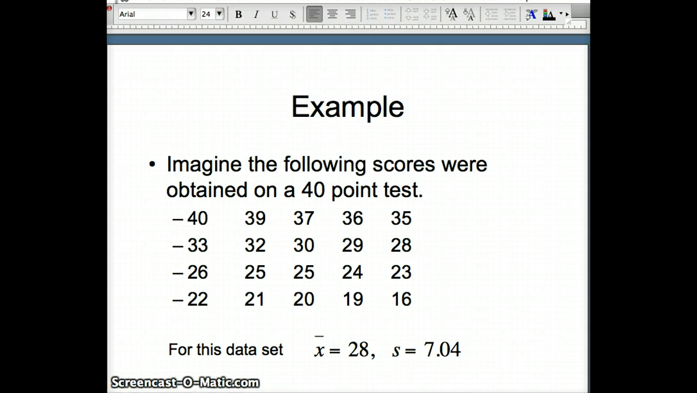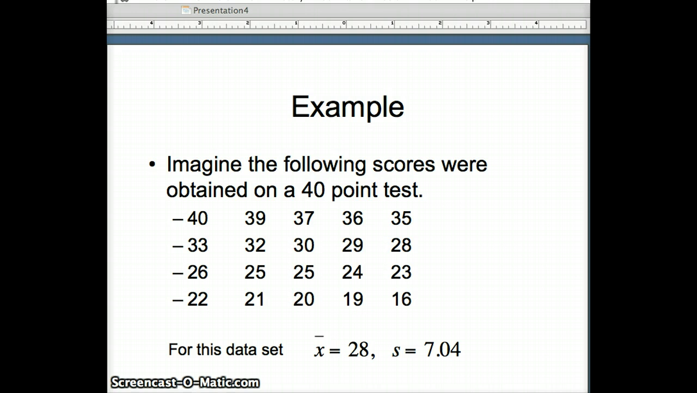So here's the following set of scores. The professor graded a 40-point test, and he has the following scores. Typically what a professor would do is divide by 40 and multiply by 100% to assign a percentage to each test score. But we want to try something a little bit different. We're looking at those 40 points and recognizing there is a mean of 28 and a standard deviation of 7.04. And the professor wants to start with those numbers and construct numbers that will better meet his needs.